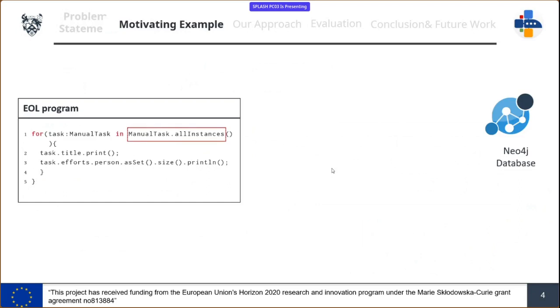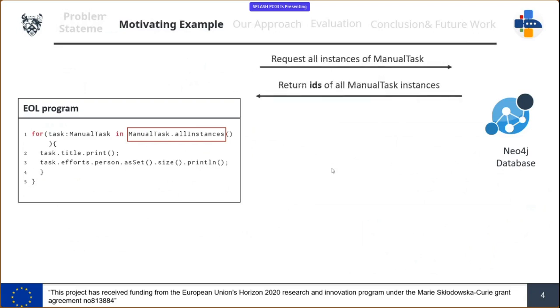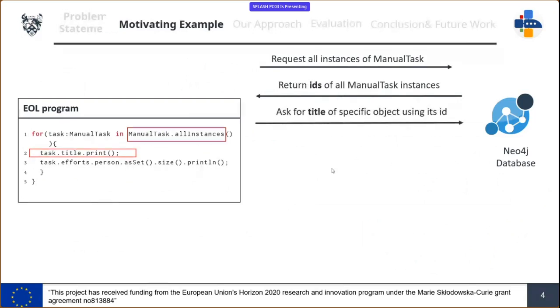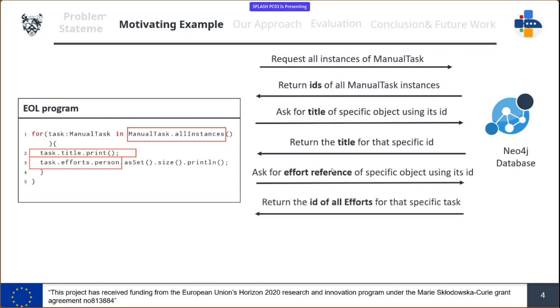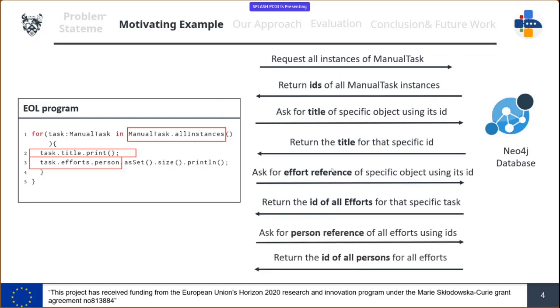The execution engine says, okay, there is a manual task at all instances, so we need all instances of manual task. It sends a request to the database and gets the IDs of all instances of manual task. After that, it says, okay, for the specific ID, I need the title. It sends another request and gets the title for that specific ID. In the next line, the effort reference is needed, so it sends a request and gets the effort. And next, there is a person reference which is needed, and again it sends the ID and gets it.